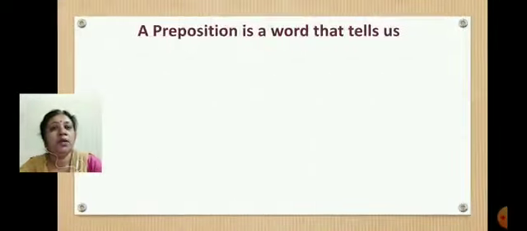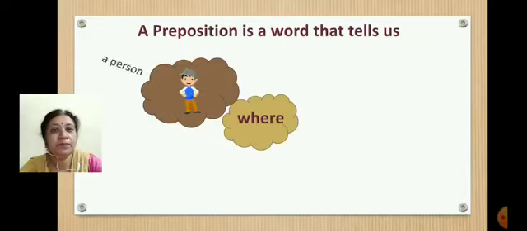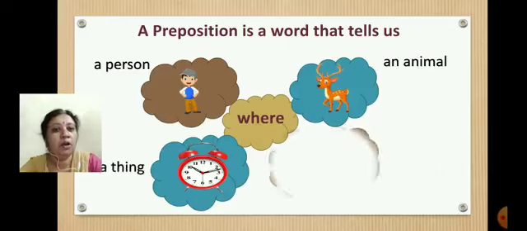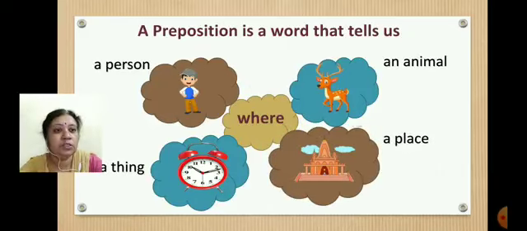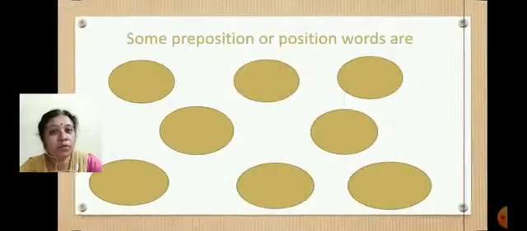A preposition is a word that tells us where a person, an animal, a thing, or a place is. So, what is a preposition? A preposition is a word that tells us where a person, an animal, a thing, or a place is. Understood children, what is a preposition? Again I will repeat, a preposition is a word that tells us where a person, an animal, a thing, or a place is. Okay, now we will see some position words or prepositions.